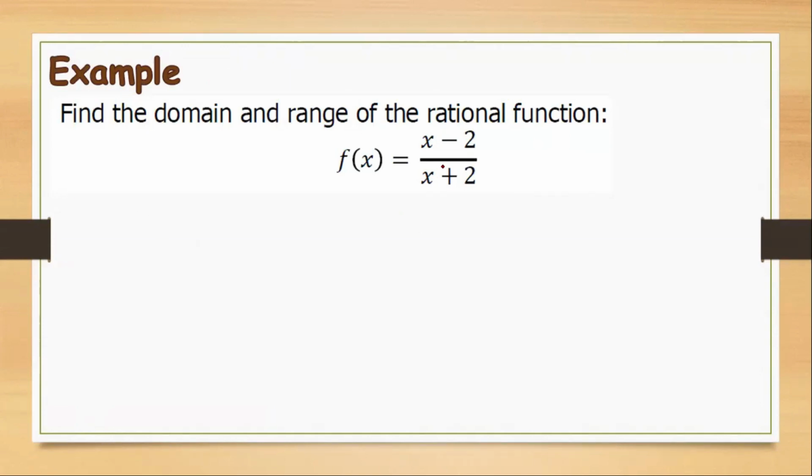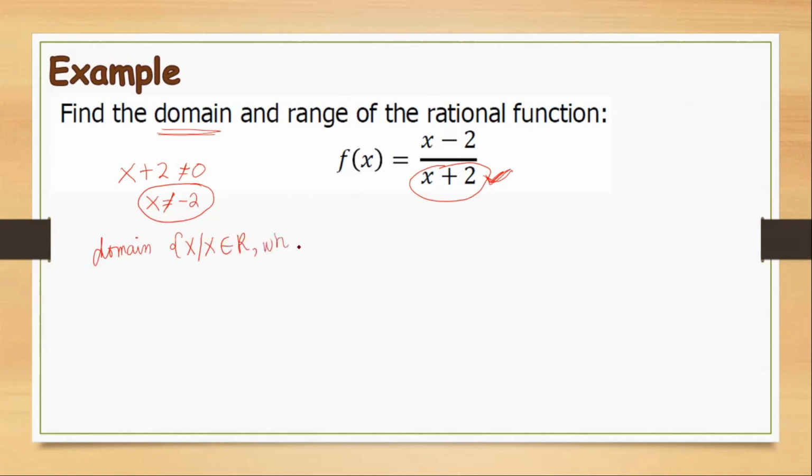So first, let's find the domain. What is the value of x that will make this undefined? That will be the exception for the domain of this rational function. All we have to do is equate x plus 2 equals 0, because when this becomes 0, the rational function will become undefined. So x plus 2 equals 0, so x equals negative 2. Since this is our exception, x must not equal negative 2. So the domain are the values of x such that x is an element of real numbers where x must not equal negative 2. That will be the domain of the function.